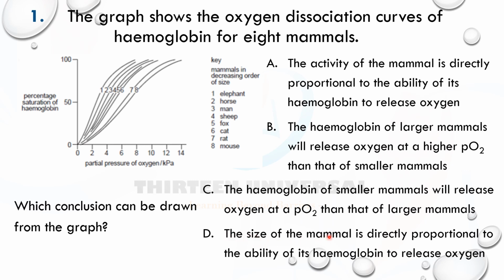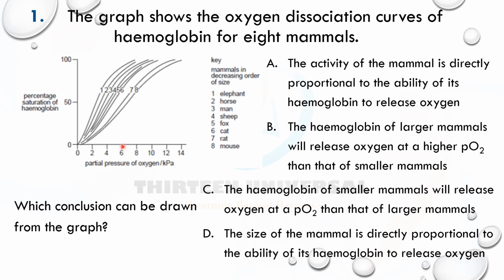Then, the size of the mammal is directly proportional to the ability of hemoglobin to release oxygen. Well, this does make sense, but that is not what we see here. It is telling us that 1 releases oxygen faster than 8, but 1, the elephant, has more affinity for oxygen than 8, which is a mouse. Why?